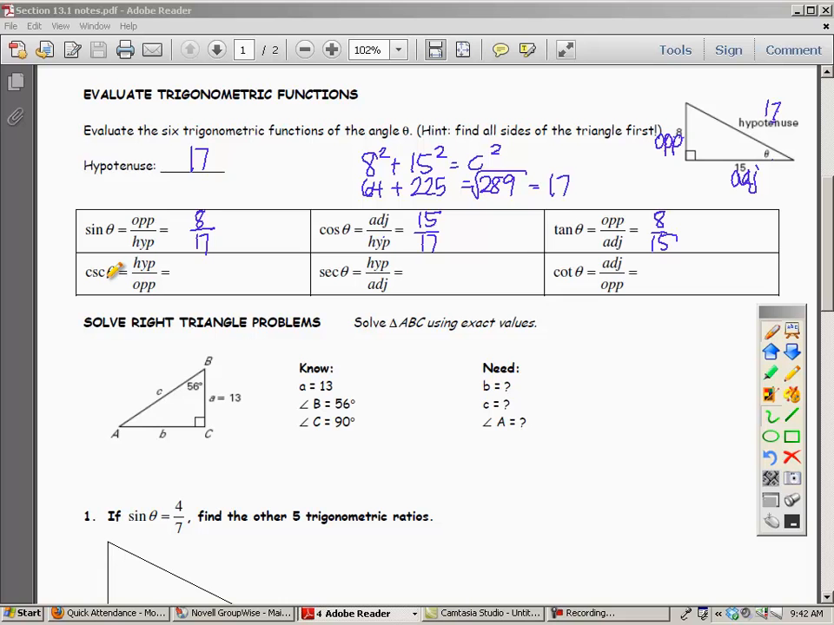Cosecant is the reciprocal of a sine, so it's now 17 over 8 because we flipped the top and the bottom. Secant is the reciprocal of a cosine, so it's 17 over 15 as we flip our fraction. Third one, cotangent is the reciprocal of a tangent, so 15 over 8. Okay, for the most part, this is going to be really nice.